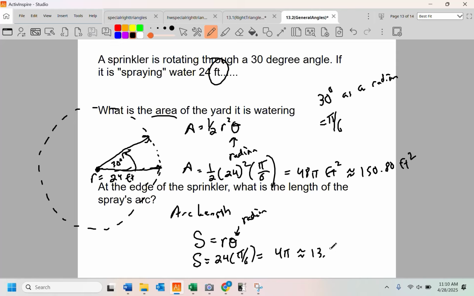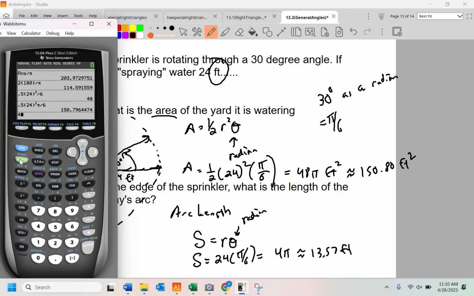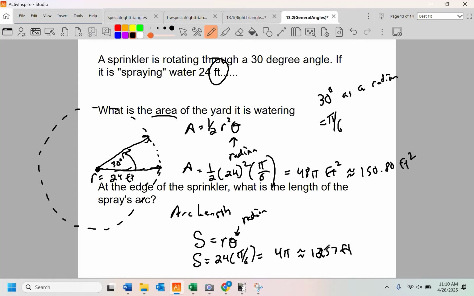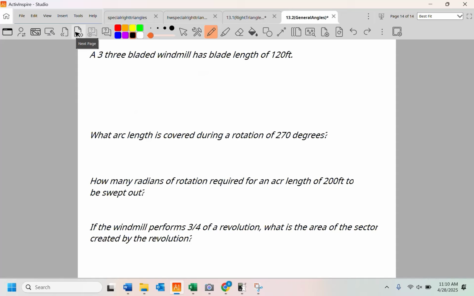Let's see how close I am. Yep, 12. Where'd I come up with 13? 12.57. I was off by a whole foot. 12.57 feet. All right, a three-bladed windmill has a blade length of 120 feet.